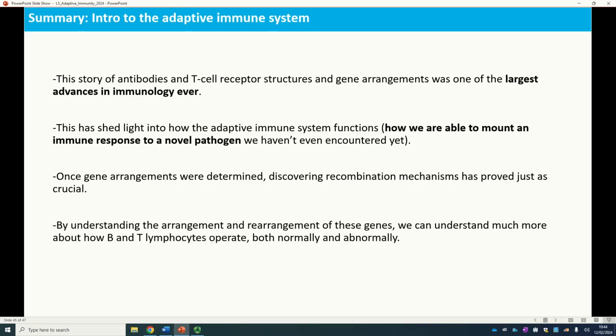Now, once we discovered this process, the actual mechanisms by which these gene segments are put together are just as important. And that's a whole area of research as well. By understanding how we get this arrangement and rearrangement of these genes, we understand a lot more about how our T cells and our B cells work, both normally and abnormally.